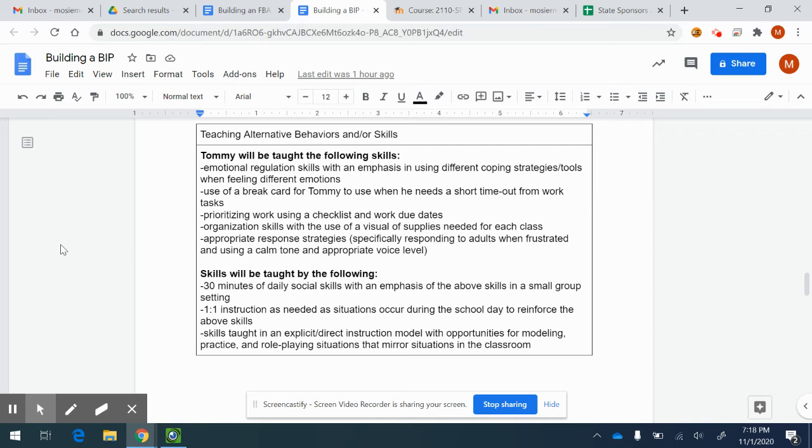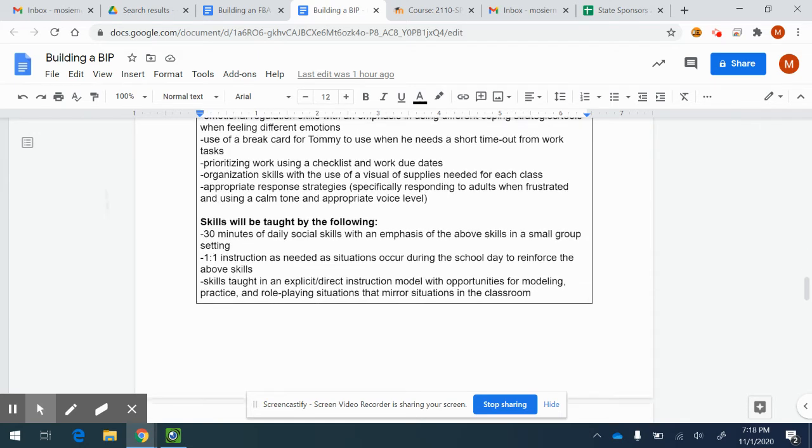So, currently, we're doing about 25 minutes in the afternoon of social skills instruction. That will move to 30 minutes of daily social skills with an emphasis in the above skills in a small group setting. One on one instruction as needed as situations occur during the school day to reinforce the above skills. And skills will be taught in an explicit direct instruction model with opportunities for modeling, practice, and role playing situations that mirror situations that may occur in the classroom. So, all of these things will help teach and reinforce the skills that are listed above.